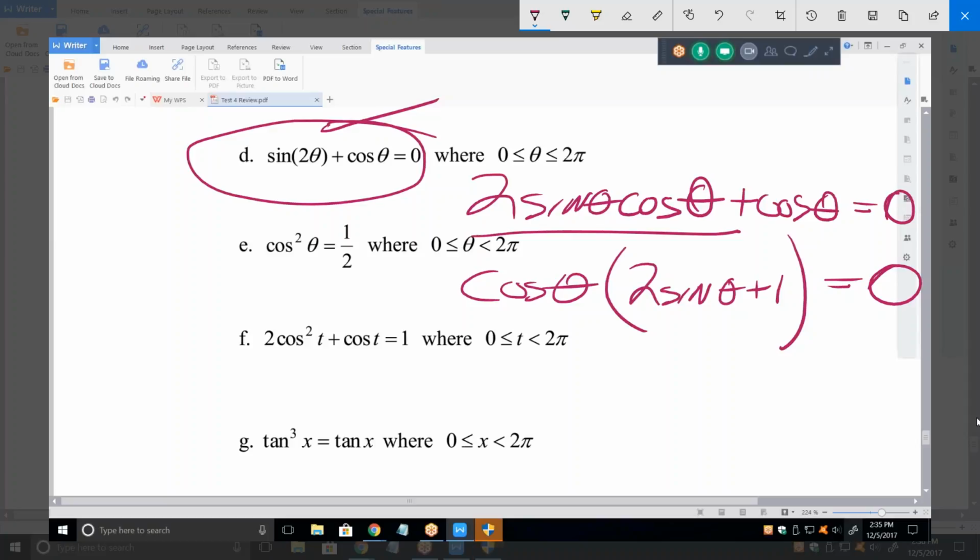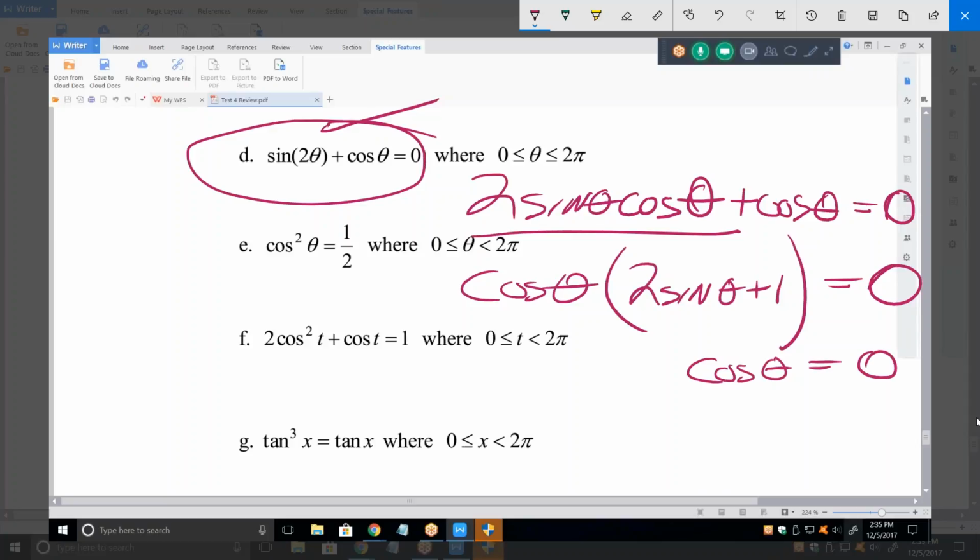Got two quantities multiplied together that are equal to 0. It's the whole reason we factored it, so that we could get two quantities multiplied together equal to 0, because we know how to solve that. How do I solve that? Set one equal to 0. Okay, cosine of theta equals 0.